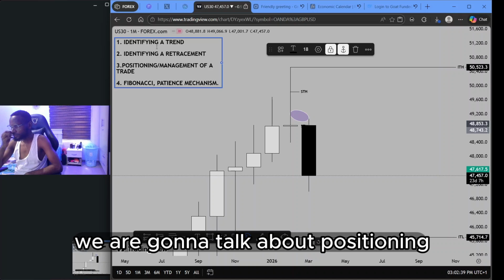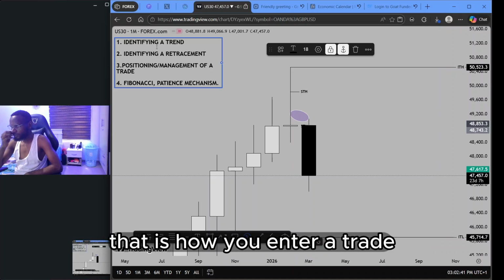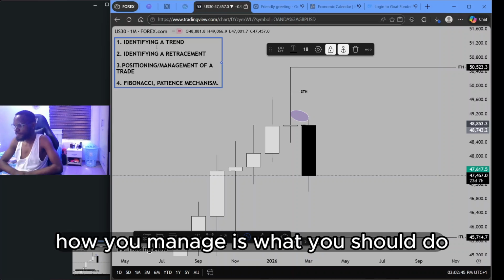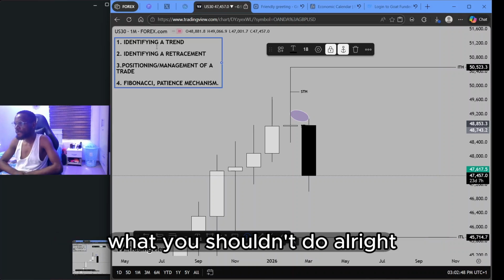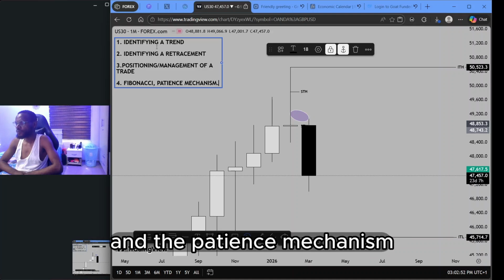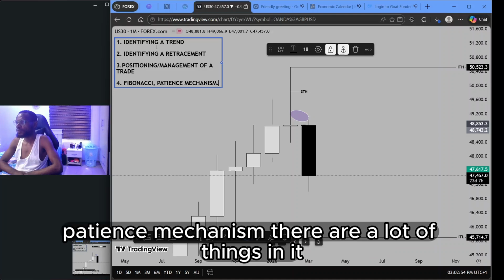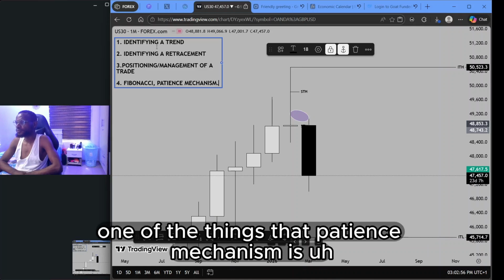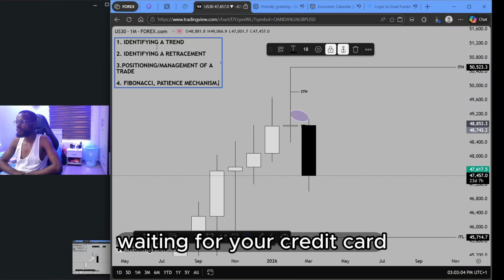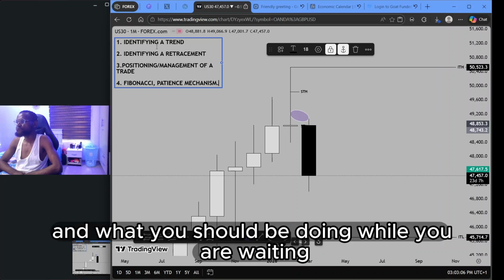We are going to talk about positioning and management of a trade. That is how you enter a trade, and then when you're in the trade, how you manage it, what you should do, what you shouldn't do. All right. So I'm going to be showing you my Fibonacci system here and the patience mechanism. Patience mechanism, there are a lot of things in it. One of the things in that patience mechanism is waiting for your trade setup. All right. Waiting for your trade setup and what you should be doing while you are waiting.